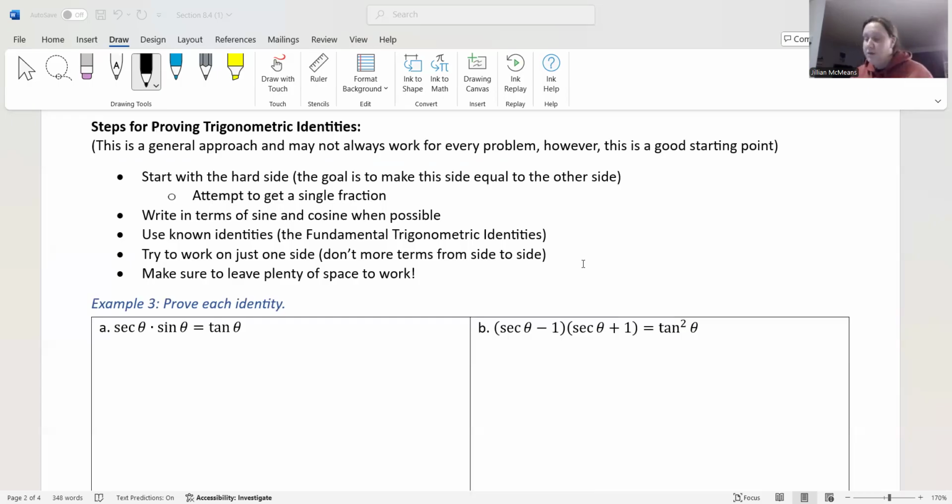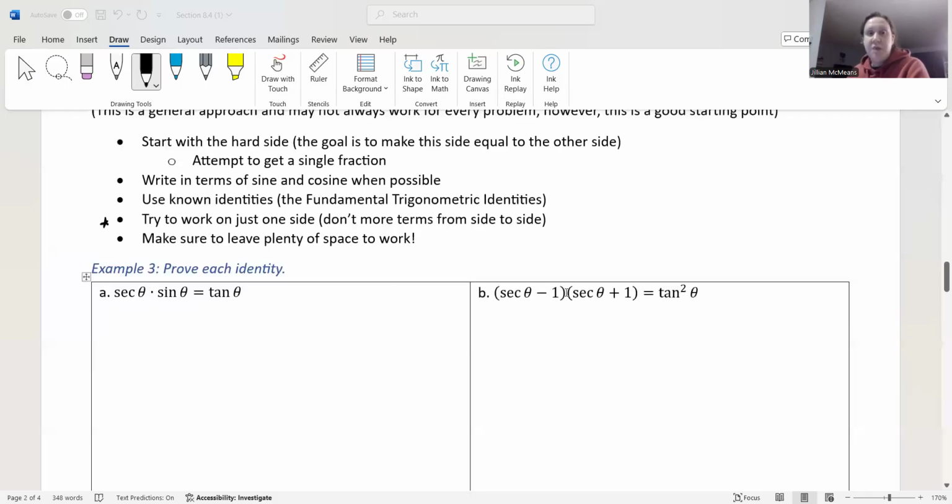Again, we've given you some steps to try. Do what you can with them. One step I forgot to list is, when you work on just the one side, don't move terms around from left to right. Keep it all on one side and do what you can to simplify it using all the tips that we learned in the previous video and then these identities.